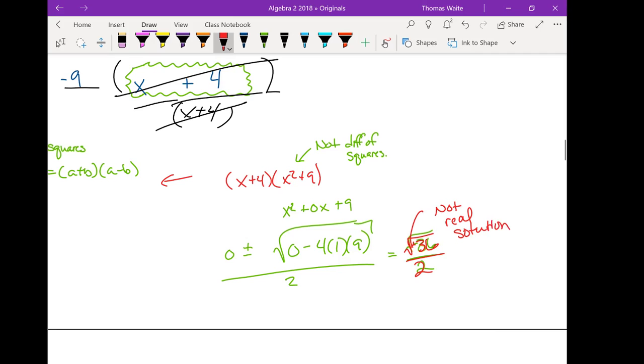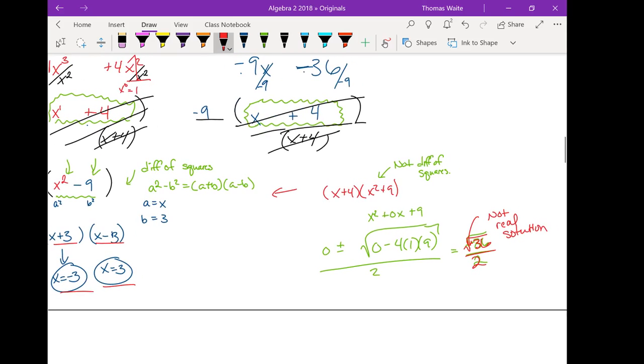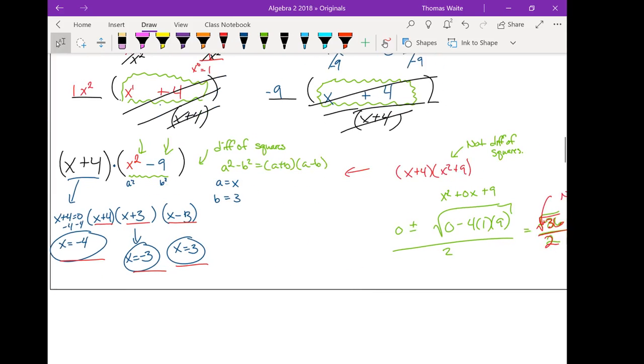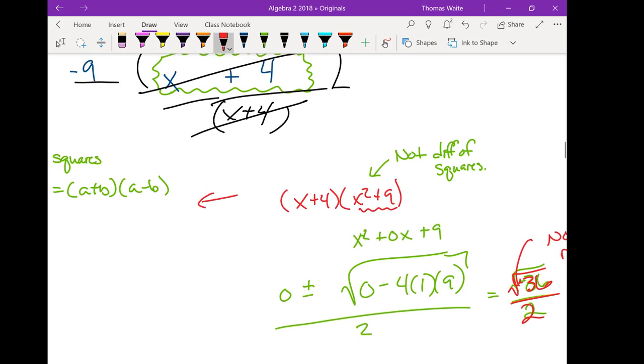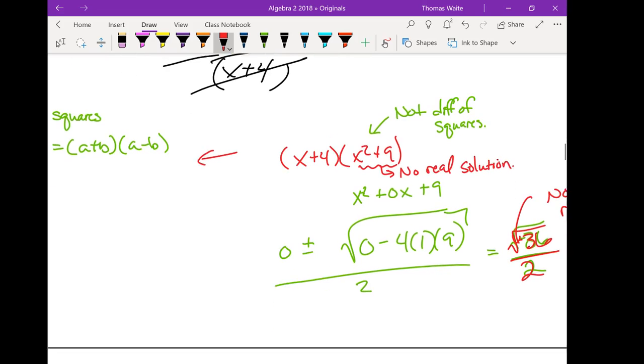Later in the year, we'll be able to find imaginary solutions, but for right now, we don't get any real solutions from something like that. So if you run into a situation like this on the backside where you end up with something that you can't factor as a difference of squares, and you could try it as a quadratic, but you're not going to get any real solutions. No real solutions. Just be aware that you may only have one solution for your cubic polynomial.